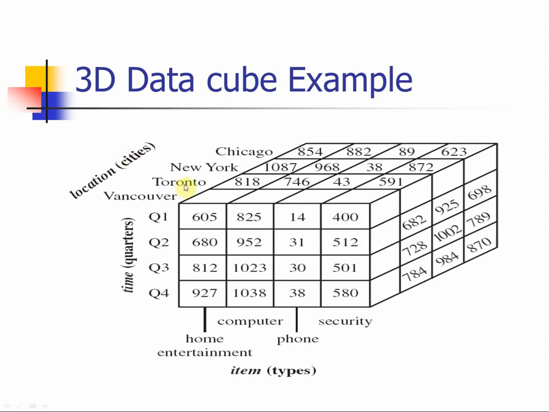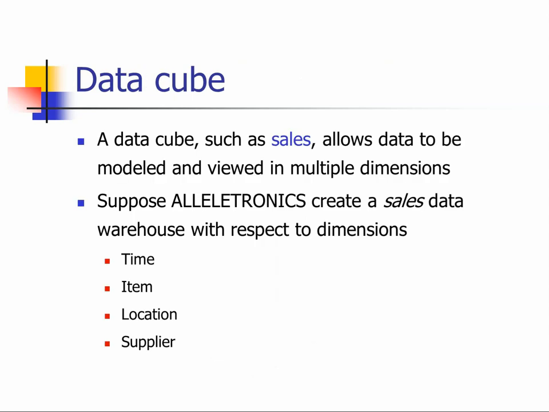The location is the same thing. You can separate it into country, you can divide it into city, and you can probably go even further into county or zip code, as long as your design supports those ideas. So this is a perfect example of what a three-dimensional data cube looks like. Now, think about this. We mentioned this can be a multi-dimensional data warehouse concept, where a data cube allows data to be modeled and viewed in multiple dimensions.